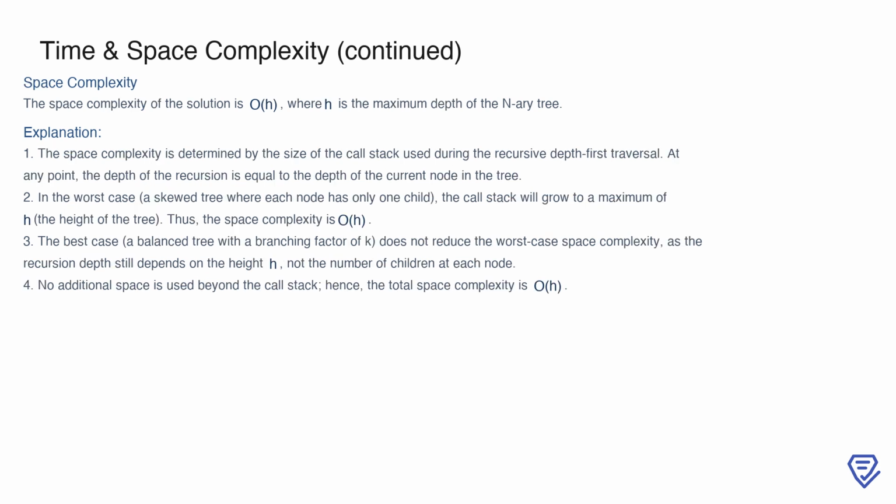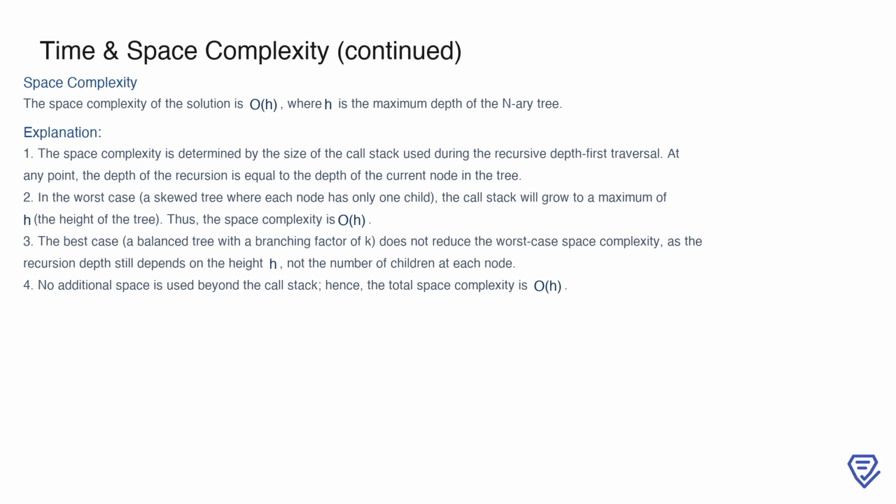Now, let's consider the space complexity, which is O(h), where h is the maximum depth of the N-ary tree. This arises from the recursion stack used during the depth-first traversal. The depth of this stack corresponds to the depth of the current node being processed. In the worst-case scenario, which occurs in a skew tree where each node has only one child, the recursion stack can grow to the full height of the tree, which is h.